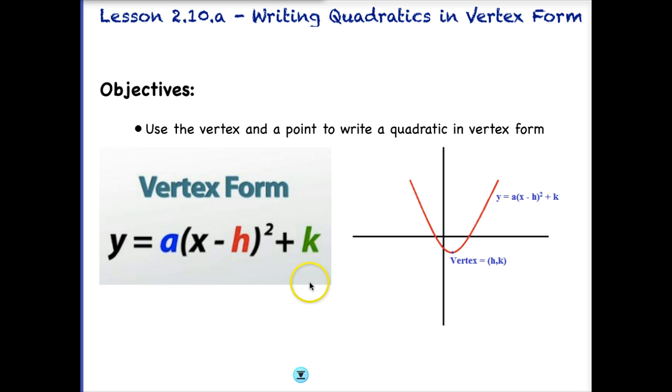Vertex form looks like this, where our vertex is h comma k, and you can see it here in this graph. A represents our rate of change, and we know it's a quadratic equation because it has a power of 2. So let's go ahead and practice, seeing if we can write an actual equation given just the vertex and a point that the quadratic might pass through.